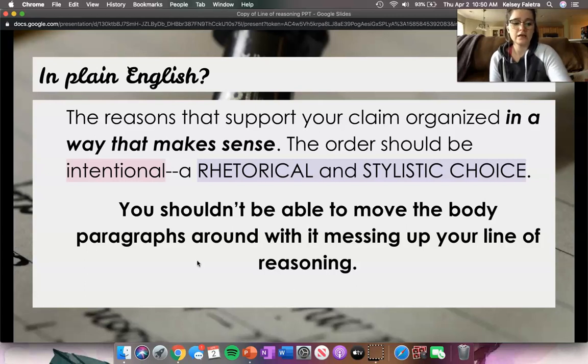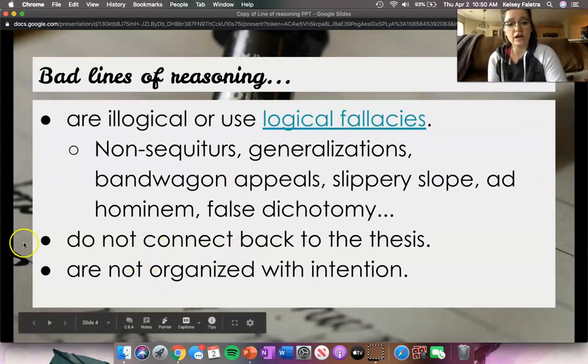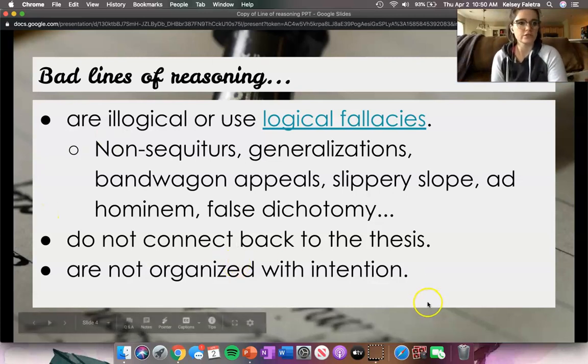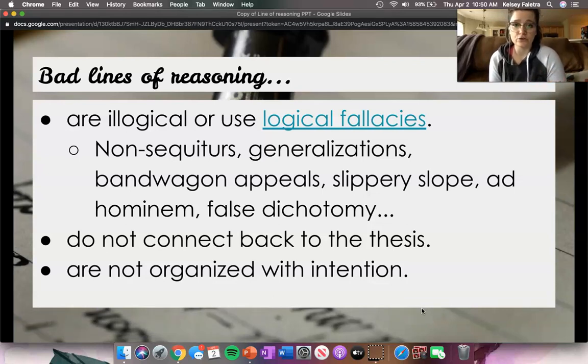If you just have all of your supports in a random order, then you're not really considering line of reasoning. And if you do not connect back to your thesis, if you use illogical statements or logical fallacies or overstatements or overgeneralizations or just plain untrue things, that's bad line of reasoning, and so is it if they're not organized with intention. So it's really important that you get into the habit of outlining and developing your thesis before you start writing.